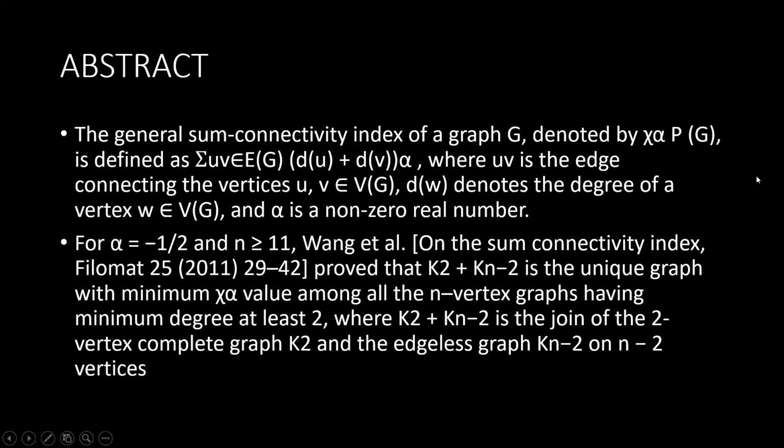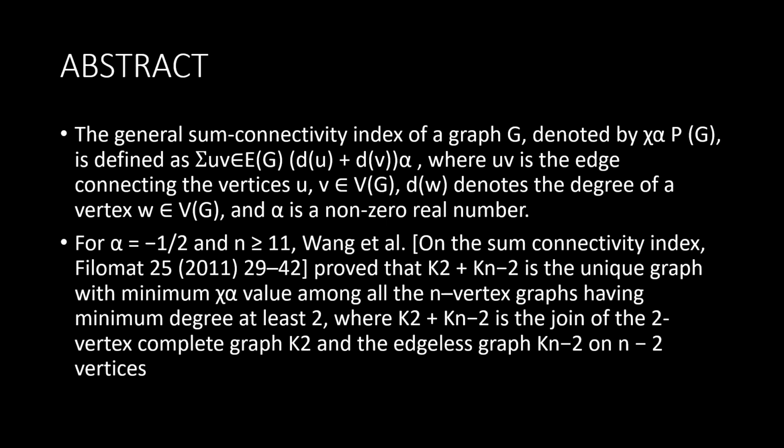Abstract. The general sum connectivity index of a graph G, denoted by χ_α(G), is defined as a summation over uv belongs to E(G) of (d(u) + d(v))^α, where uv is the edge connecting the vertices u, v belongs to V(G), d(w) denotes the degree of a vertex w belongs to V(G), and α is a non-zero real number.